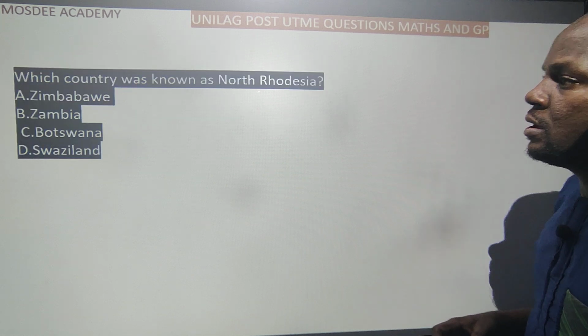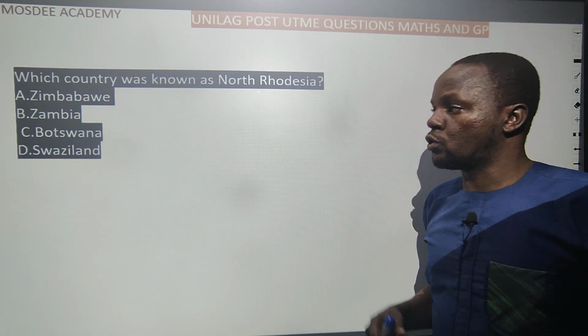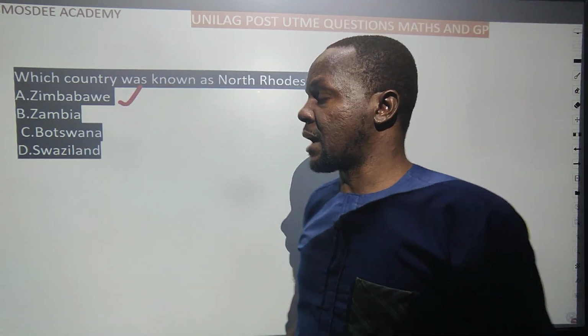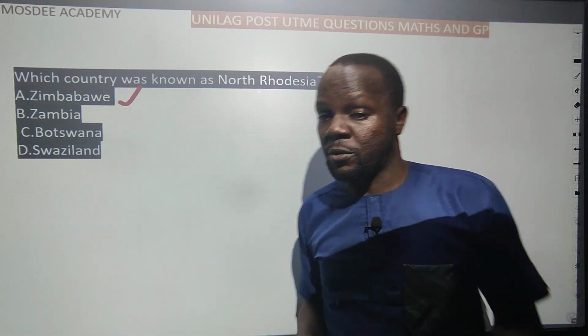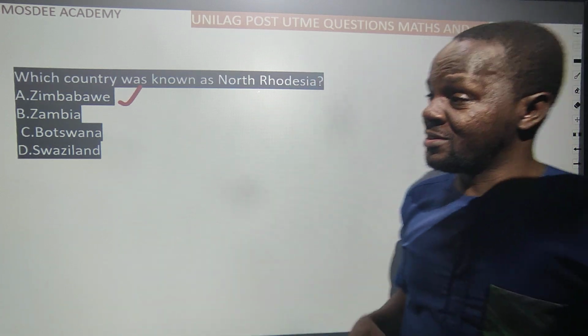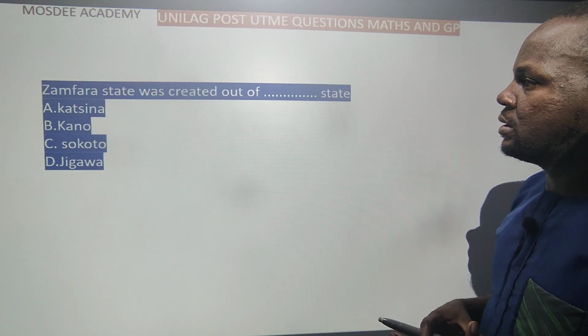Next question, please. Which country was known as Northern Rhodesia? Northern Rhodesia is the former name of Zambia. The capital of Zambia is Lusaka, and for Botswana it is Gaborone. You know, there are lots of them. There are 53 or 55 countries in Africa now, so you should know everything and their capitals. Yeah, next one. Thank you very much.